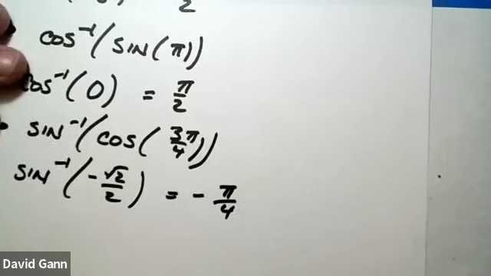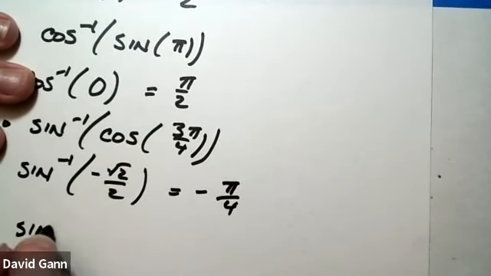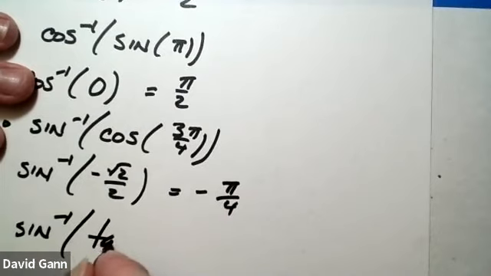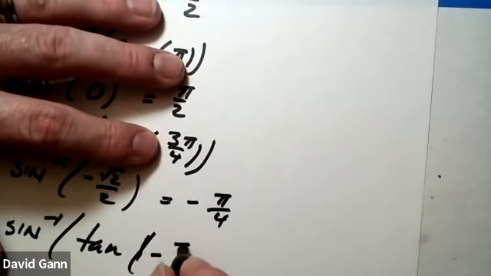Let's do one involving a tangent, where it's a known value, and then we'll get to some that are a little bit more challenging. So let's take the inverse sine of the tangent of negative pi over 4.